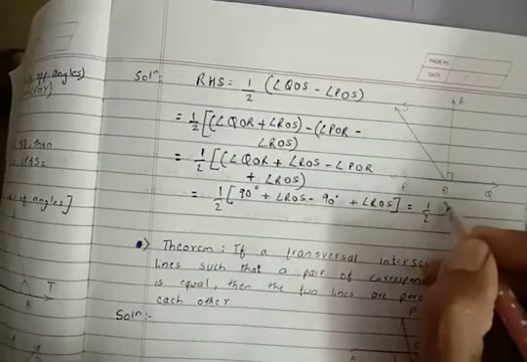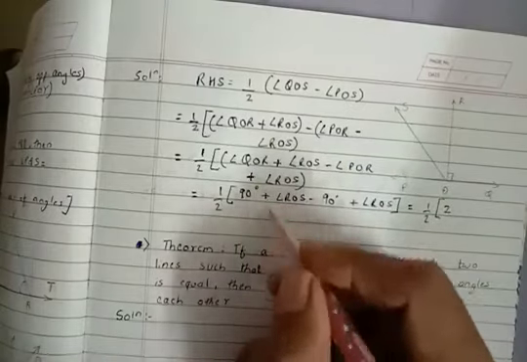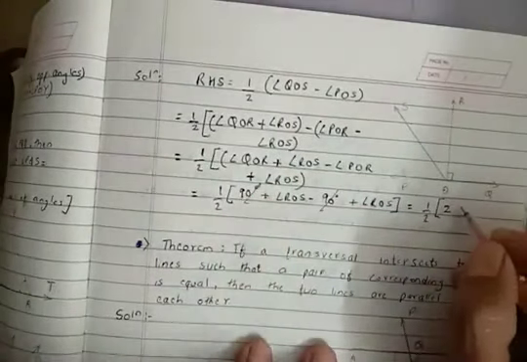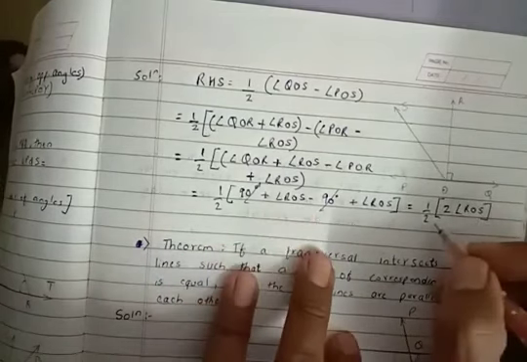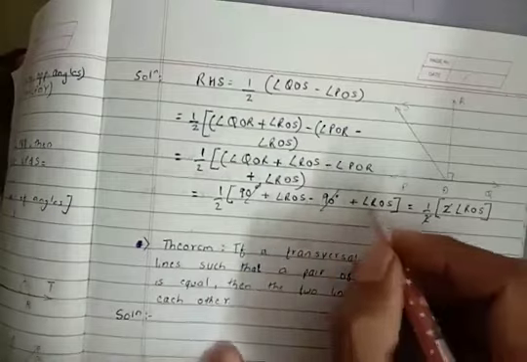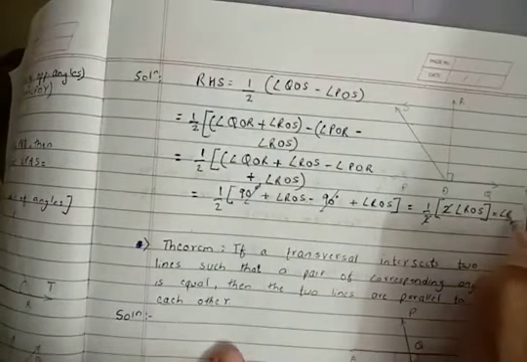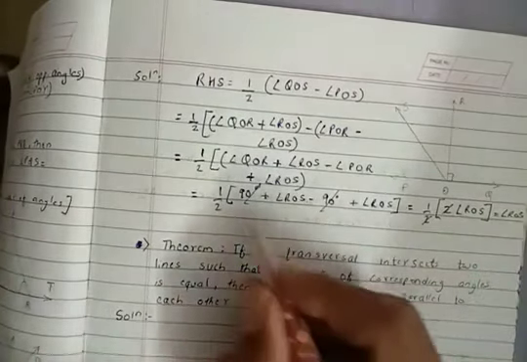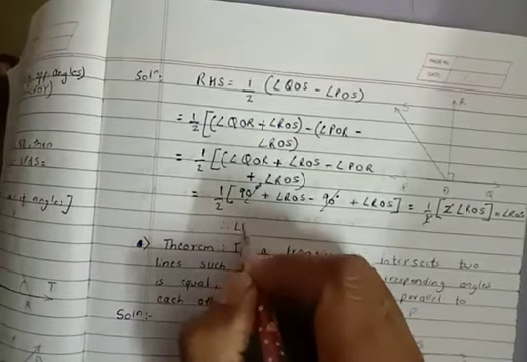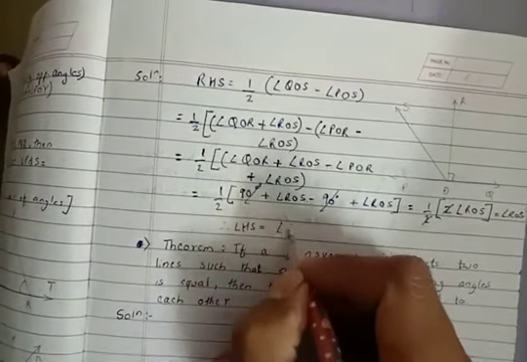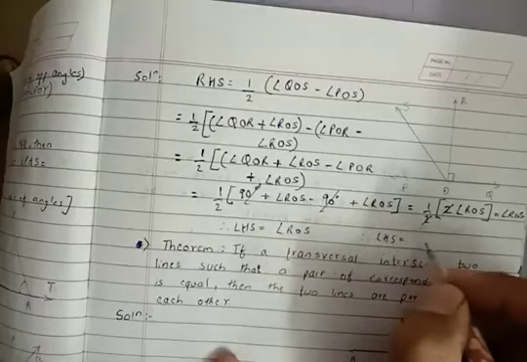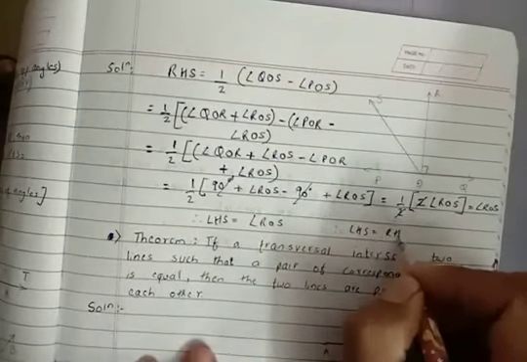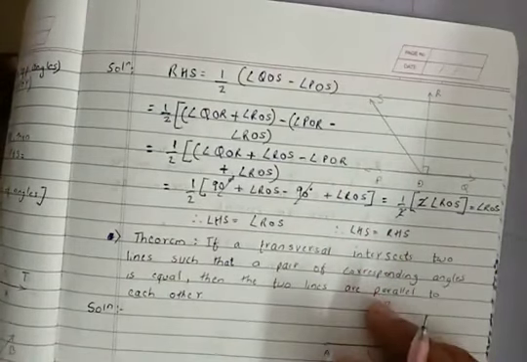So this will become half of, now 90 minus 90 will cancel, and this will become 2 times angle ROS. So now half gets cut. So what remains is angle ROS, and we know that the left hand side LHS is equal to angle ROS. So we have proved that, therefore LHS equals RHS, left hand side equals right hand side.